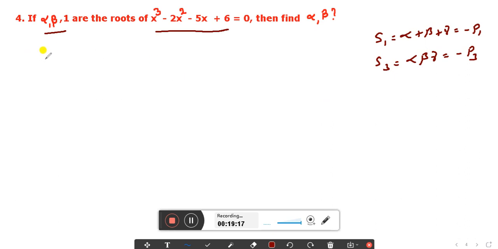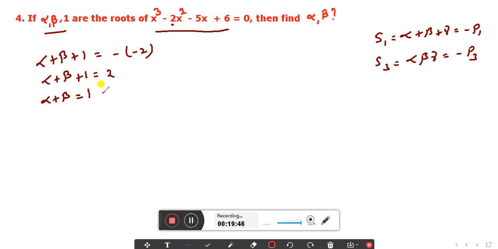These formulas I am using here. Alpha plus beta plus 1 equals to minus P1. P1 equals to minus 2, so alpha plus beta plus 1 equals to minus of minus 2, that is plus 2. When we send 1 to the right side, alpha plus beta equals to 2 minus 1 equals to 1. This is equation number 1 I am taking.